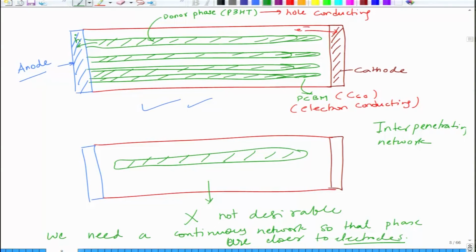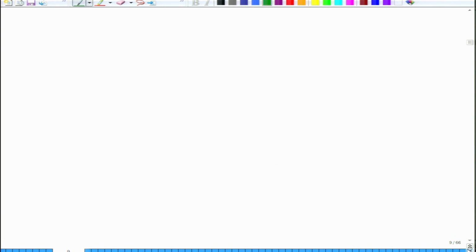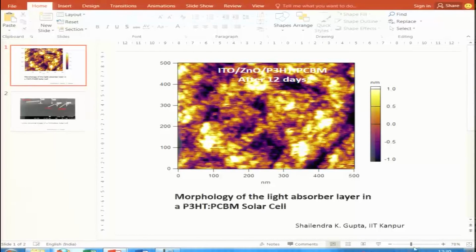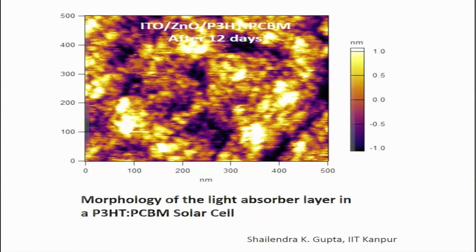This is what you would require theoretically, but what we get in practice is a little diffused kind of structure. So, I will show you an image of what we get in reality. So, in reality we will get a structure like this. This is basically a solar cell which uses the ITO electrode and zinc oxide as electron transport layer, P3HT PCBM as a donor acceptor layer, and then on top we have molybdenum oxide as a hole transporting layer, and then we have silver as a top electrode.